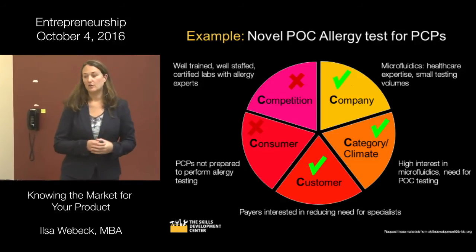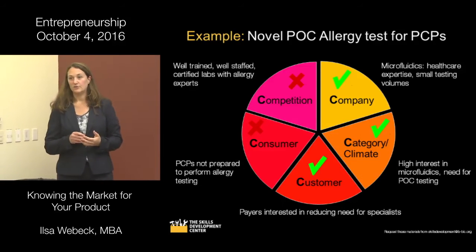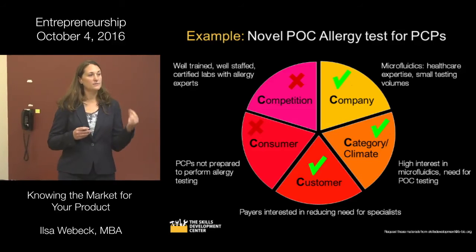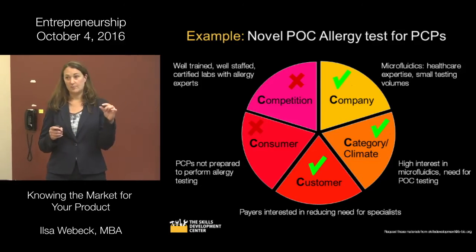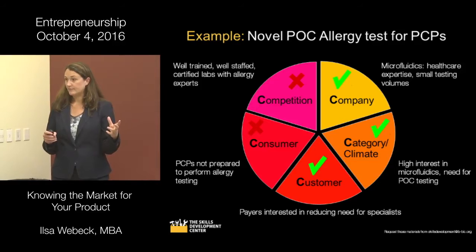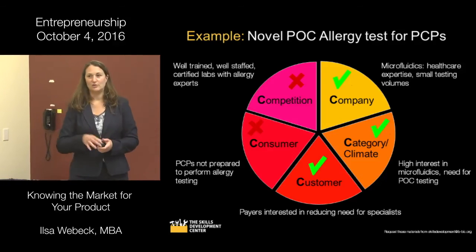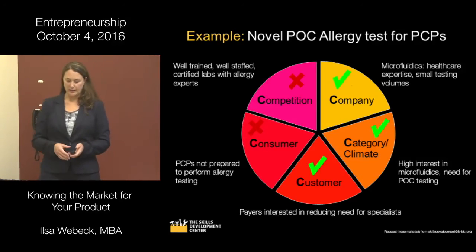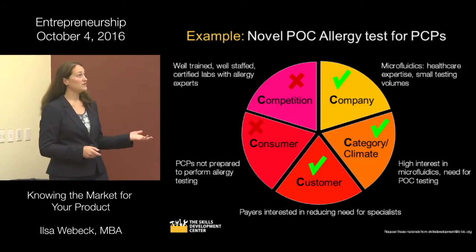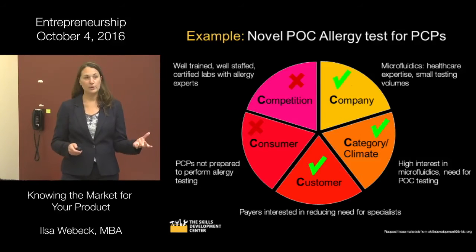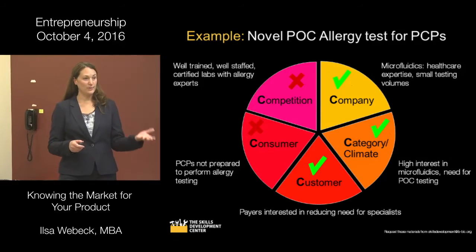So an organization had an idea. It was a microfluidics company, and they had the ability to test small volumes of sample for allergy testing. And you've heard a lot about microfluidics and small volumes of testing with Theranos in the news lately, so I'm sure you're familiar with that space. But on the surface, it sounds like a great idea. Small volumes of sample, bringing the testing to primary care physicians.